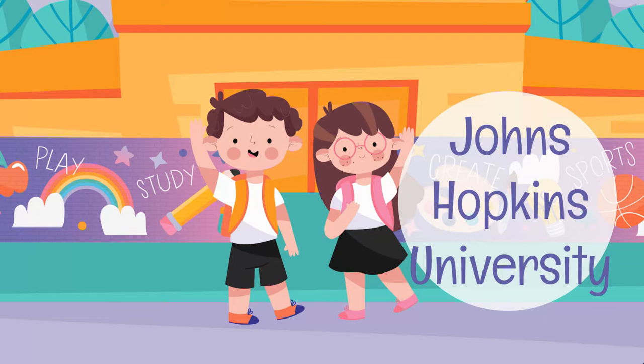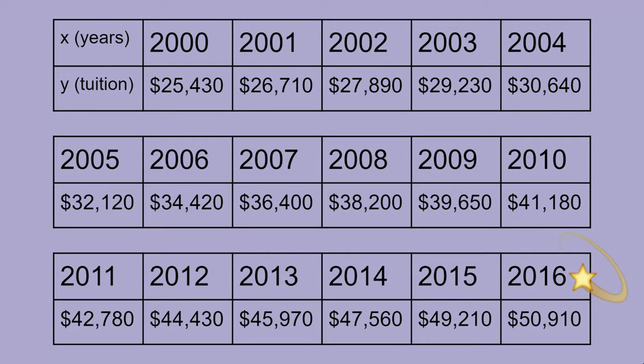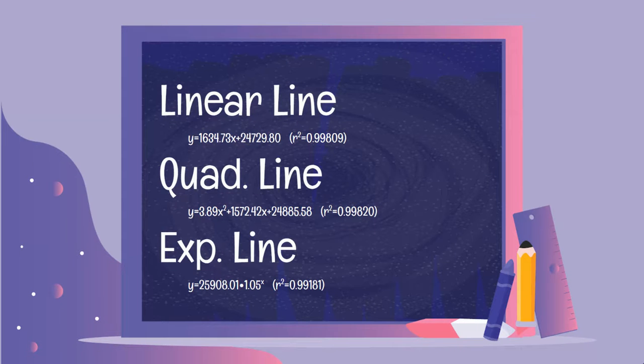Now, the second school that was analyzed is Johns Hopkins University. Starting off with Part A, this is the set of data collected for the tuitions throughout the 16 years. For Part B, this was the scatter plot graph. And these are the three types of regression equations with their coefficients of determination.